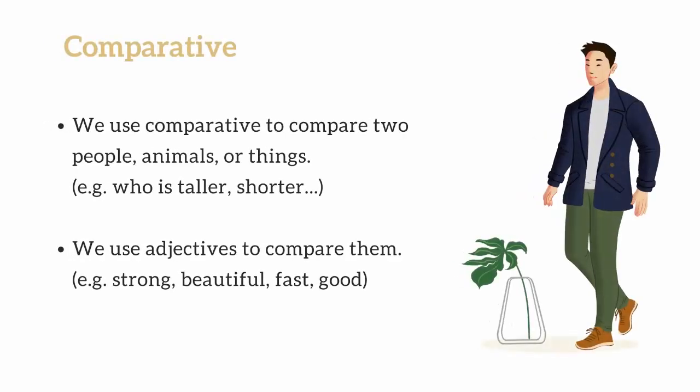Let's start with comparative. How and when do we use comparative adjectives? In our daily lives, we use comparative adjectives when we want to compare two people, animals, or things. For instance, when we try to decide who is taller, who is shorter, and so on. And to compare people, animals, or things, we need to use adjectives such as strong, beautiful, fast, good, and so on.